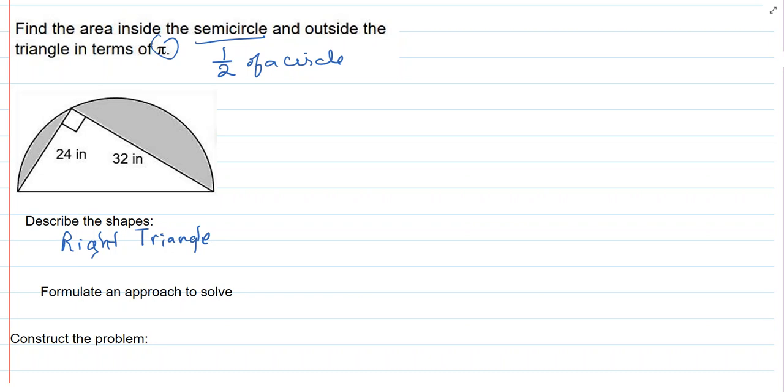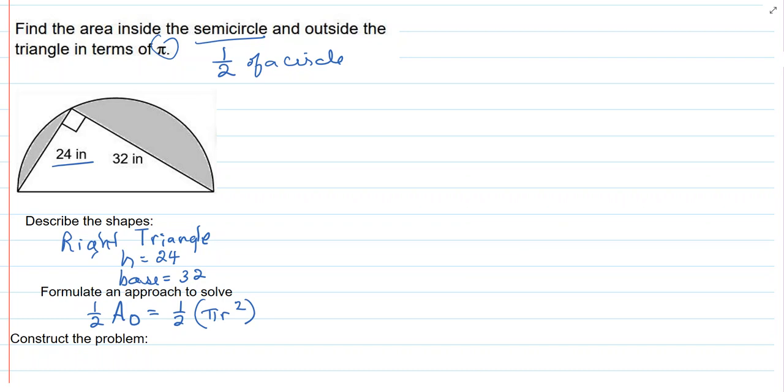Therefore, we know the height is 24. And we know the base, right? 32. Or we could find the base by doing the Pythagorean theorem, right? But it doesn't matter. We can use what we have. And then we have a semicircle. So we have 1/2 area of a circle. So that's going to be 1/2 of pi radius squared. All right. So we're going to take 1/2 of that.